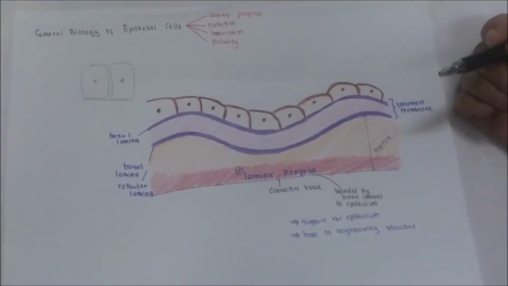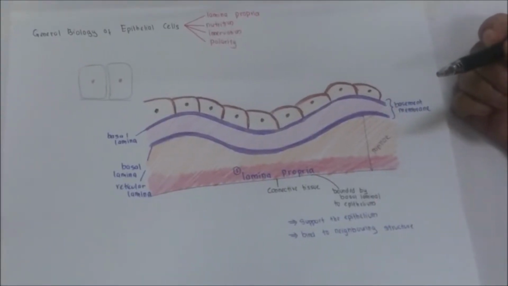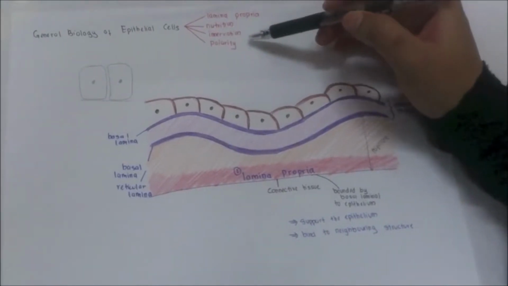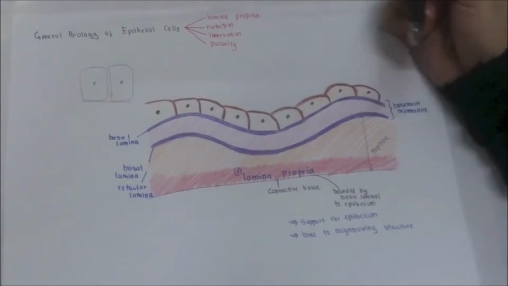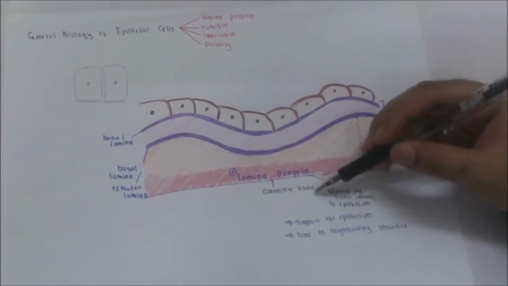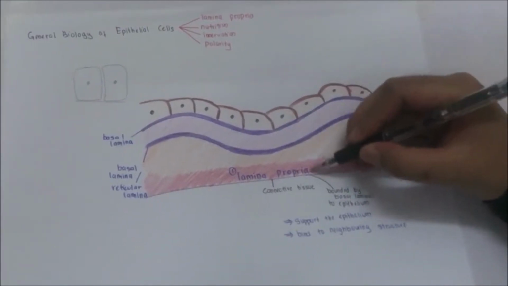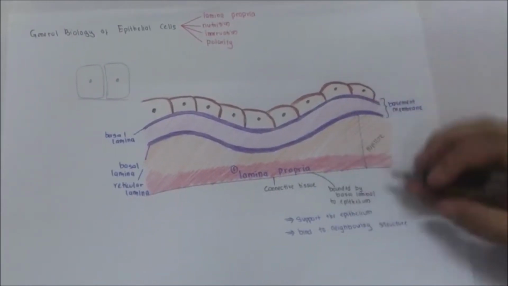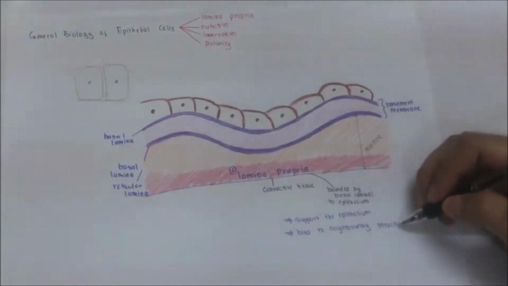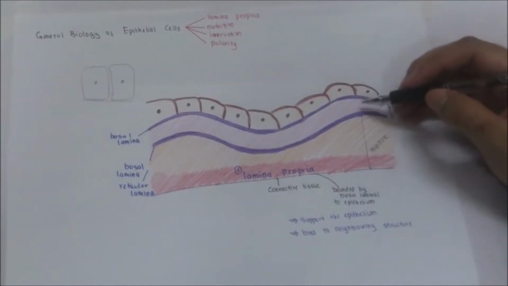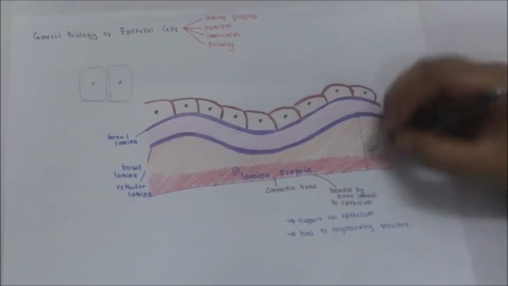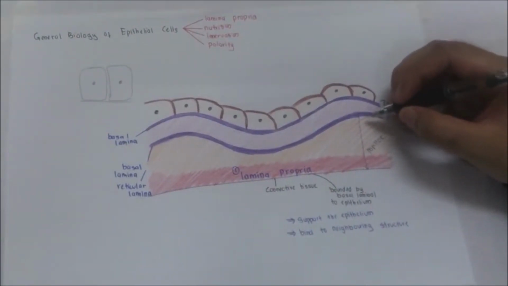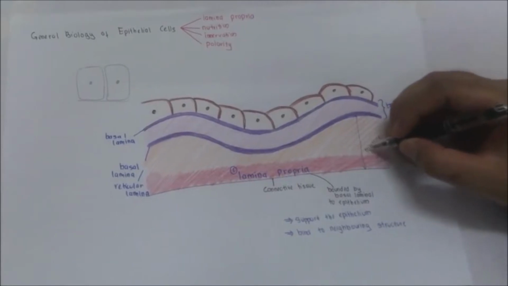For the general biology of epithelial cells, there are 4 things that we need to remember, which are the lamina propria, the nutrition, the innervation, and also the polarity. The lamina propria is the connective tissue bounded by the basal lamina to the epithelium. The function of the lamina propria is to support the epithelium and also to bind to the neighboring structures. The contact between the epithelium and the lamina propria is increased by irregularities called invaginations, named papillae.